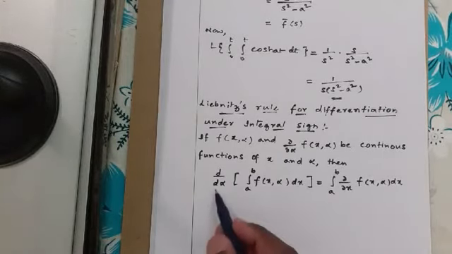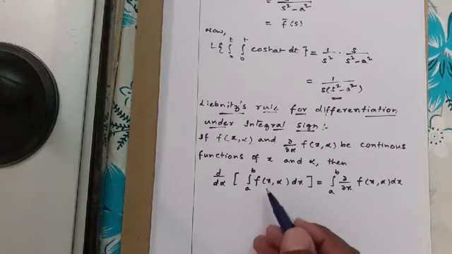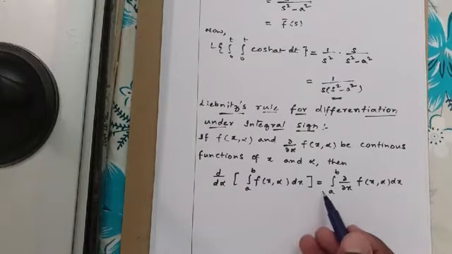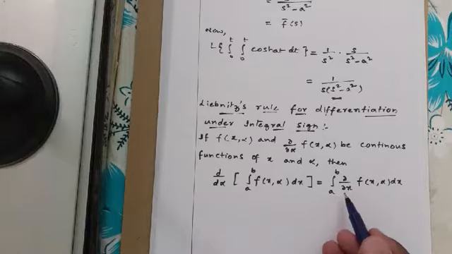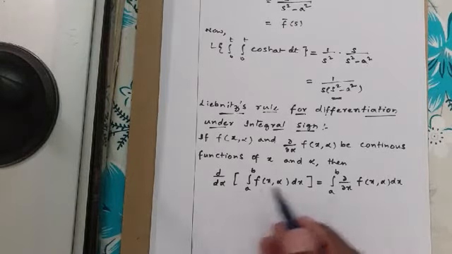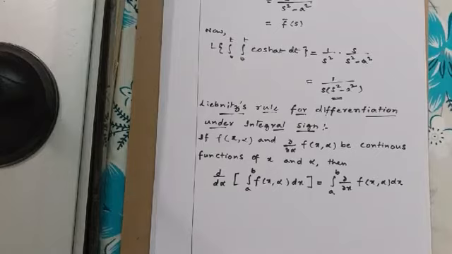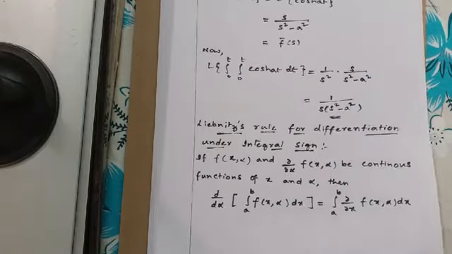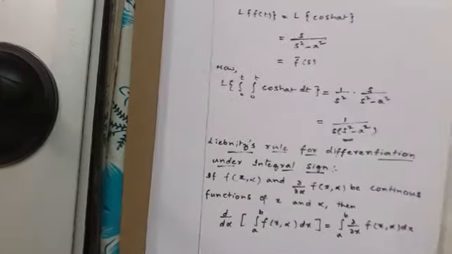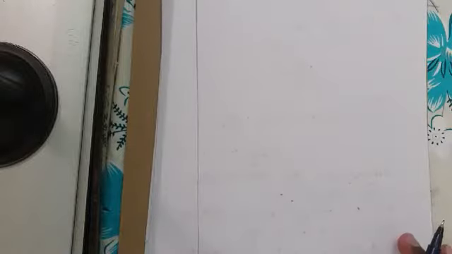Now you can see here we have d by d alpha integral a to b f of x comma alpha dx, that is equal to integral a to b dou by dou alpha f of x comma alpha dx. Instead of writing d by d alpha outside, we are writing dou by dou alpha inside. So this is the Leibniz rule which we use in the next topic, that is multiplication by t power n. Let us have that.